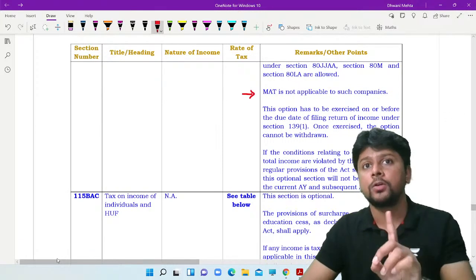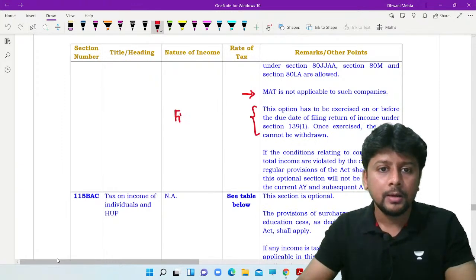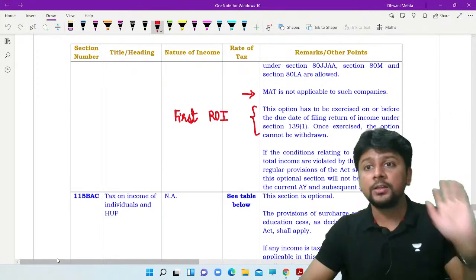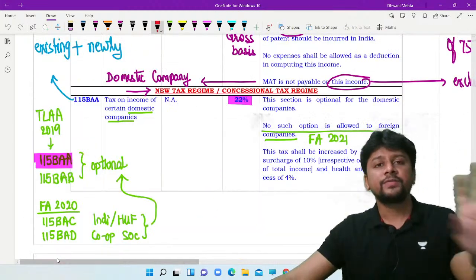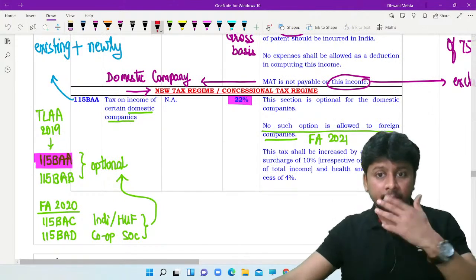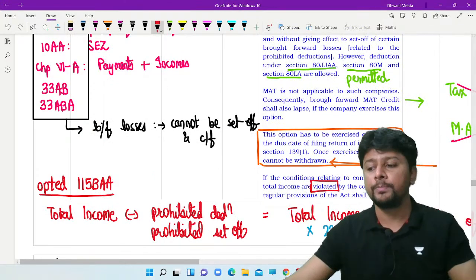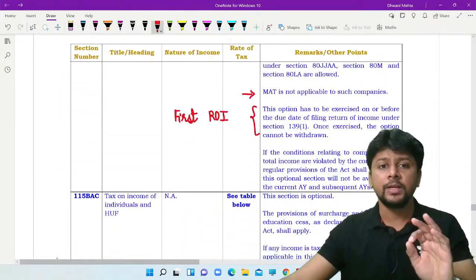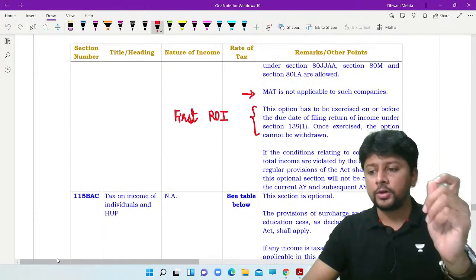Since this is a newly incorporated company, you have to exercise this option of 115BAB in your very first return of income. Otherwise, you cannot. In the previous section 115BAA, we could have selected this section anytime we wanted. That is why I had suggested that first you should adjust the brought forward losses and then you can opt for BAA. But when you are going for BAB, it's for a new company. If you want to opt for this section, you have to opt for it in your very first return of income only.